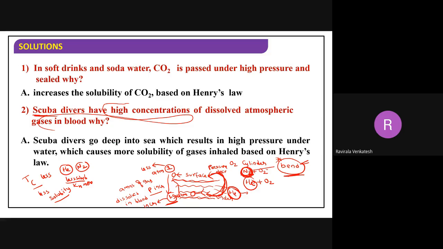Because when they go deep into the sea, the pressure inside is very high. Under the water, deep in the sea, the pressure is very high. Therefore, the solubility of the gas also will be more, and they are having high concentration. So the concentration of oxygen in the blood deep in the sea will always be more. I think everyone understood this, right?